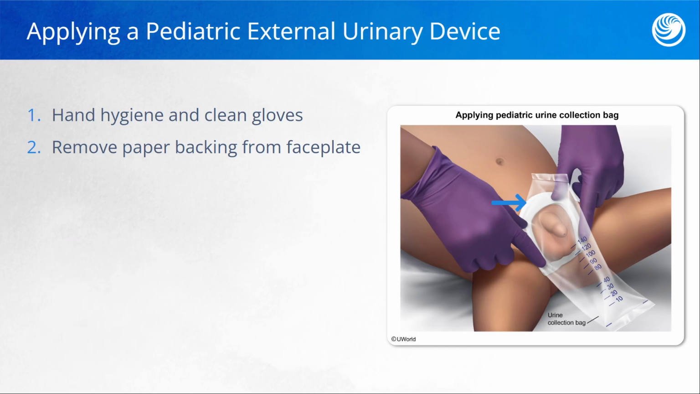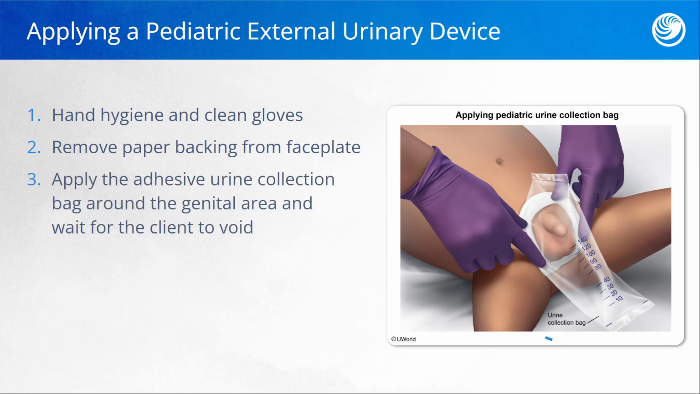The third step will be for the nurse to apply the adhesive urinary collection bag around the genital area and wait for the patient to void. This step is depicted in the image to the right. It's important for the nurse to center this urine collection bag around the genital area so that no inner folds of the groin are included. This ensures a proper seal of the adhesive.